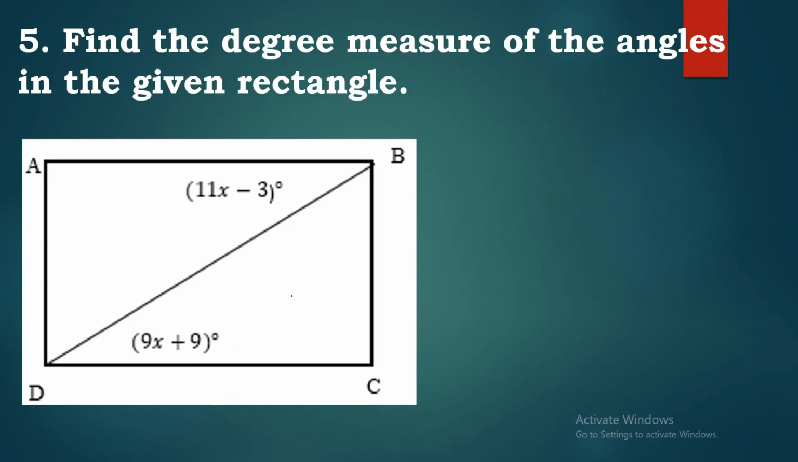Let's now have the next example. Find the degree measure of the angles in the given rectangle. We have this rectangle ABCD. Since there are no tick marks, we have to identify first the corresponding sides based on the definition of a rectangle. Take note that in a rectangle, the two opposite sides are congruent.